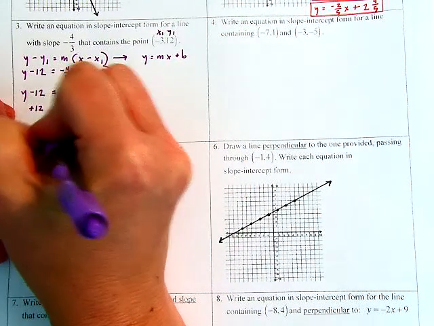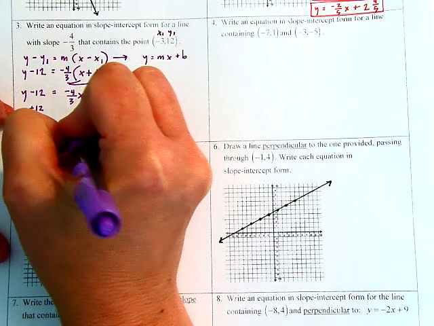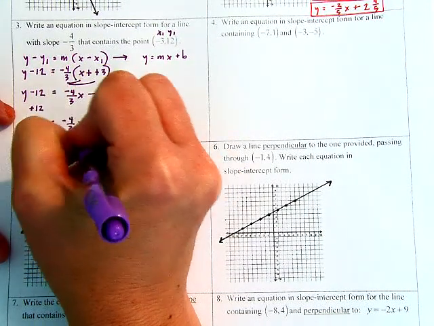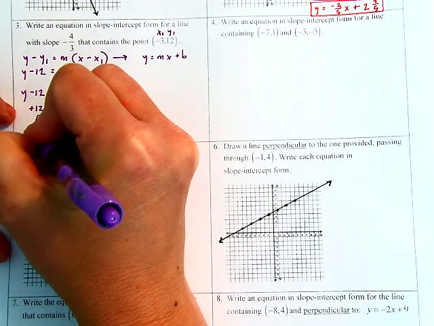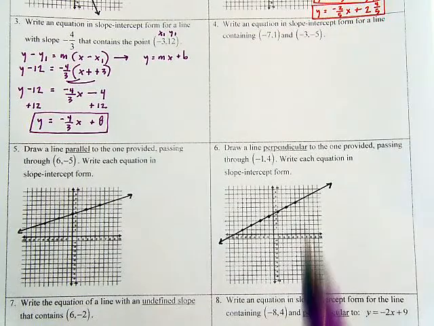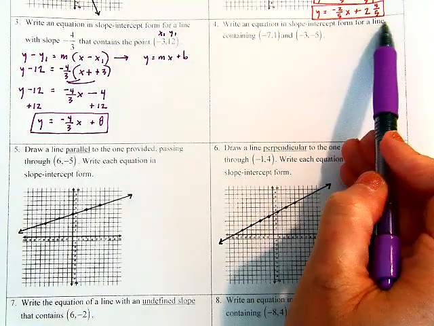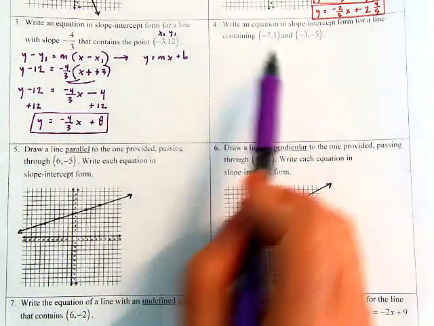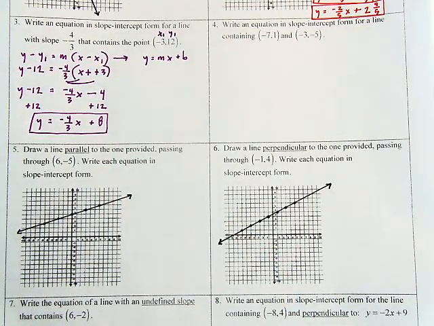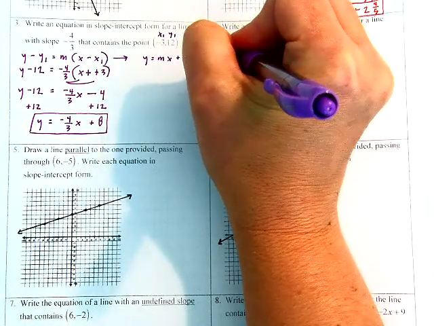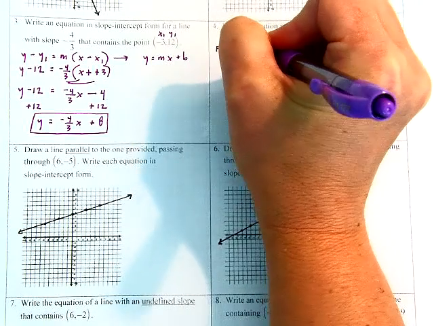And I'm going to end up with y equals negative 4/3 x plus 8. Okay, it is now in slope-intercept form. Okay, next up in 4, write an equation in slope-intercept form for a line containing these 2 points. So I want to do the same thing I did in 3, but I have to find my slope first. So find slope first.